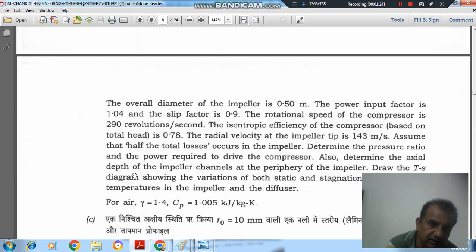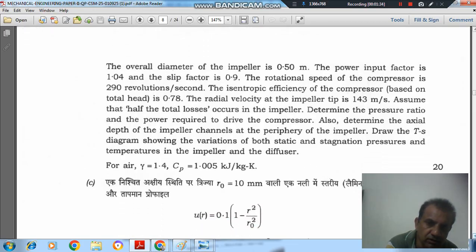Also determine the axial depth of the impeller channels. At the periphery of the impeller, draw the TS diagram showing the variations of both static and stagnation pressure and temperatures in the impeller and the diffuser. For air, gamma is equal to 1.4, Cp is equal to 1.005 kilojoules per kilogram per degree Kelvin.